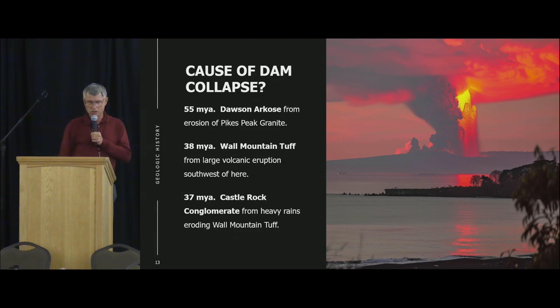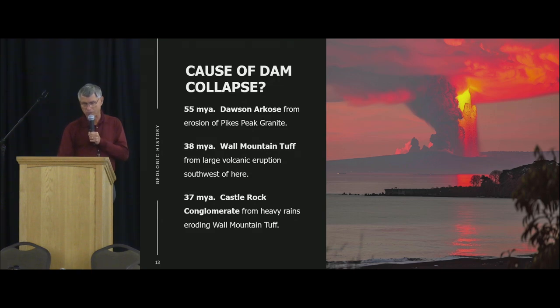The cause, well, again, we're dealing with three different geologic layers here, starting with the Dawson Arkose. That's the oldest, going back to 55 million years. That was followed 37 million years ago by a volcanic eruption. This is my Midjourney depiction of what that volcanic eruption might have looked like. And then the resulting tuff layer was largely eroded and washed away when heavy rains hit about 37 million years ago. And that formed the Castle Rock conglomerate.